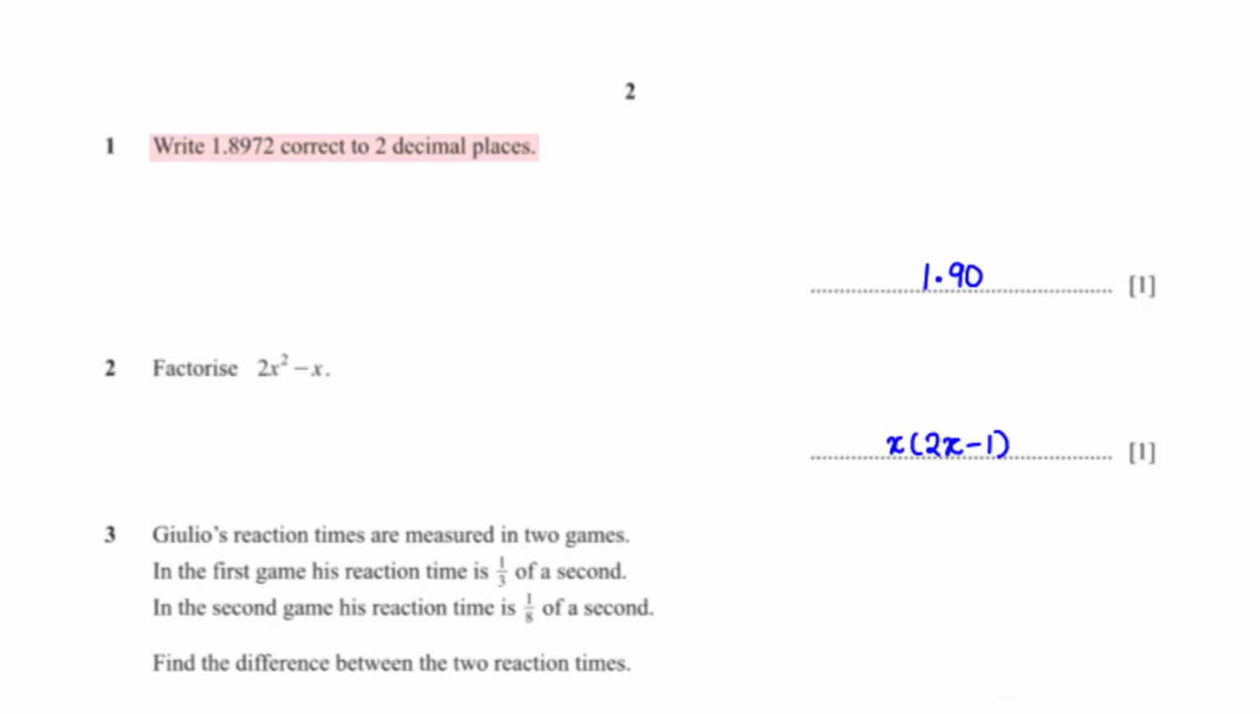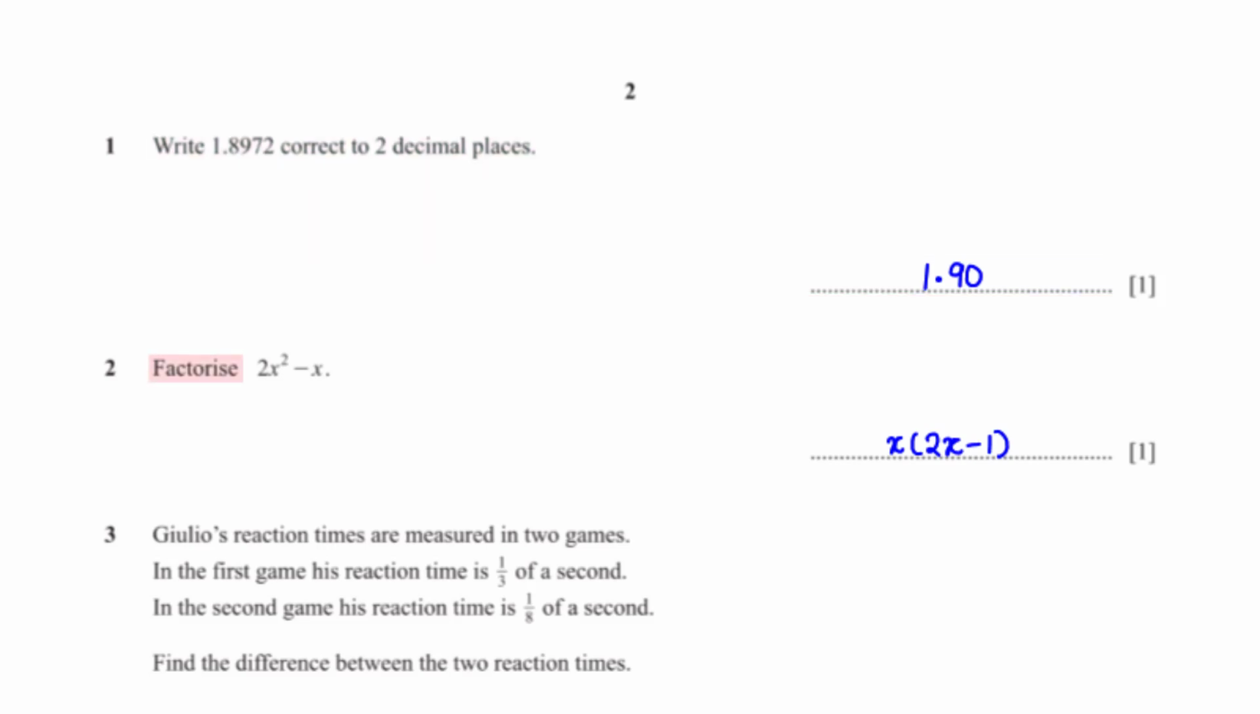Write 1.8972 correct to two decimal places. The second number after the decimal point is 9. The number after 9, which is 7, is greater than 5. So we add 1 to 9, which gives us 10. This means we replace 9 with 0 and add 1 to 8. And so our final answer becomes 1.90.